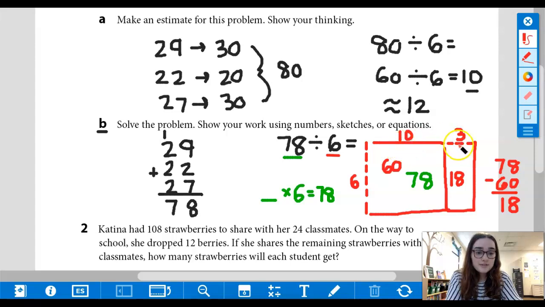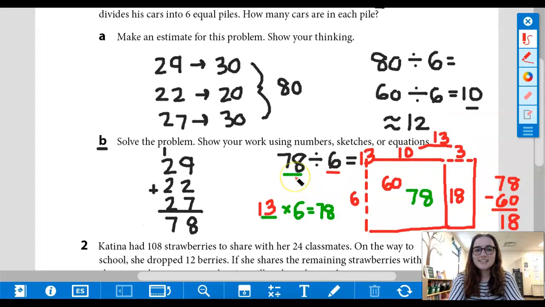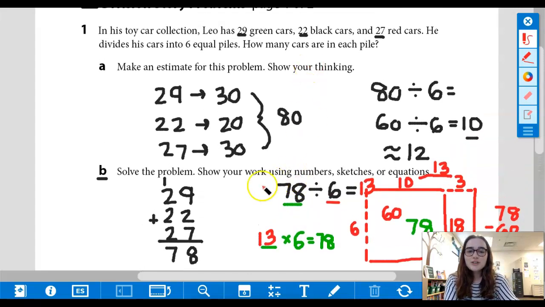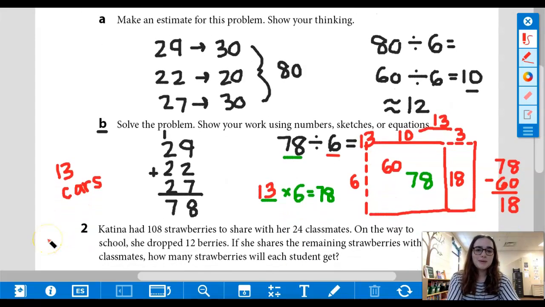If we have a 10 and a 3 on this side, we can see that that is 13. So to fill this blank in, 13 times 6 equals 78, which means that 78 divided by 6 is 13. I'll write our answer right there, is 13. So there are 13 cars in each pile. Remember to use cars because that shows what the problem is talking about.